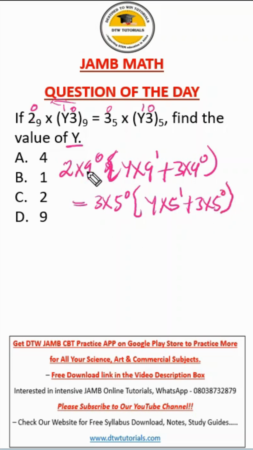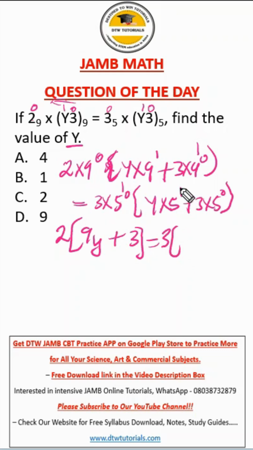So from here, 9 raised to the power 0 is 1, times 2, we get 2 in parentheses. 9 raised to the power 1 is 9 times y, we have 9y plus 9 raised to the power 0 is 1 times 3, we have 3. Equal to 5 raised to the power 0 is 1, times this, that will give us 3. 5 raised to the power 1 is 5 times y, that'll give us 5y plus 5 raised to the power 0 is 1 times 3. We get 3.